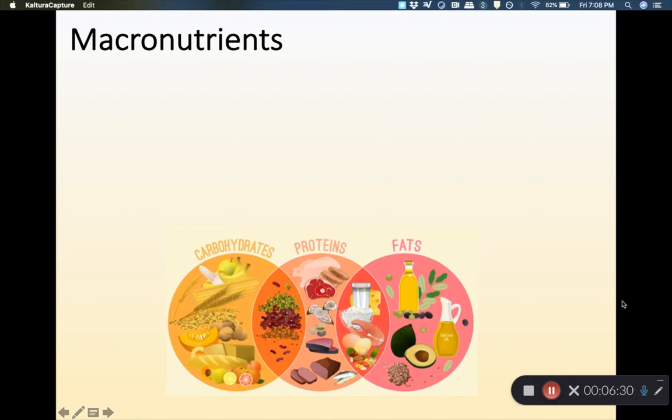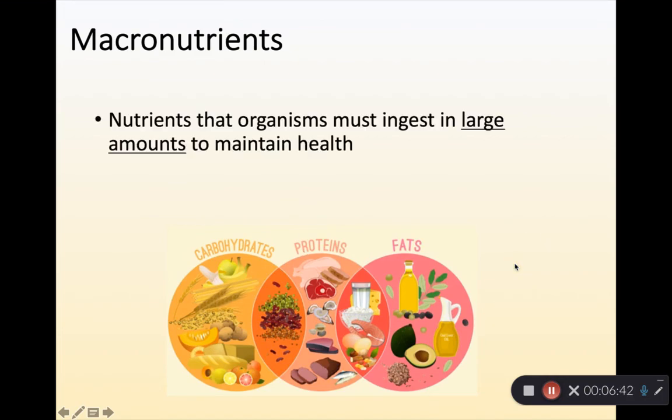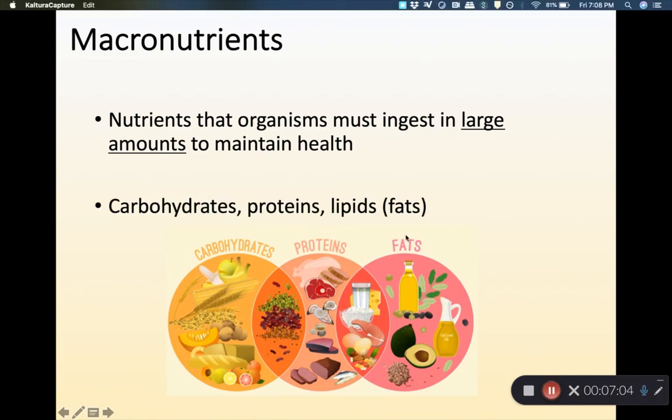Macronutrients are really divided up into three main groups: carbohydrates, proteins, and fats. Ultimately, nutrients are what organisms need to ingest in order to maintain stasis, and in order to maintain the healthy bodily functions that we all need to survive. And again, these are broken up into these three primary compounds: carbohydrates, proteins, and fats.